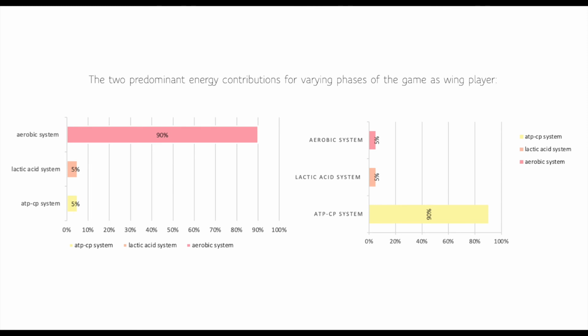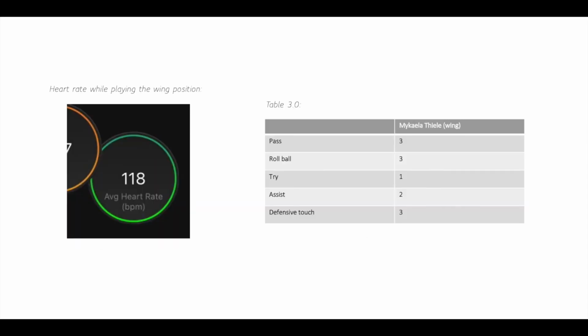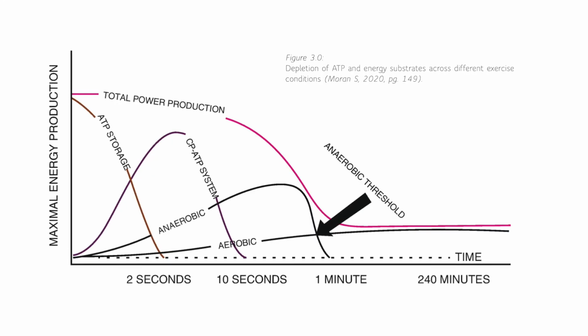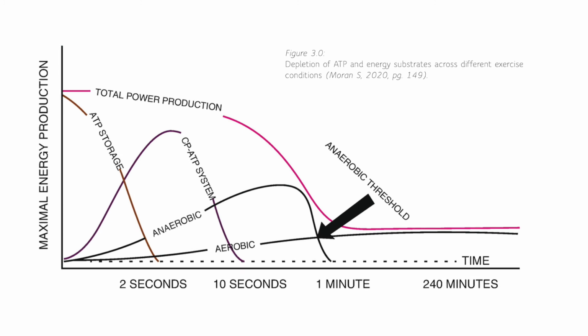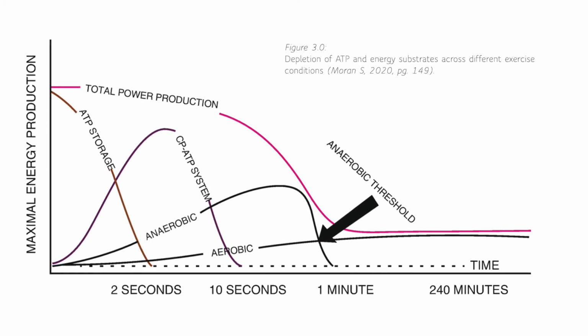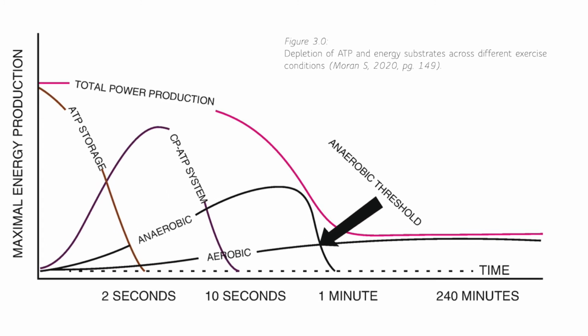When playing the wing position, the ATP-CP and aerobic system are the predominant energy systems utilised. My average heart rate was 118 beats per minute, concluding that the energy requirements for the middle are substantially higher in comparison to when I play the wing position, with the data profile explicitly showing that I achieved 3 passes and 3 roll balls. Comprehensively, the contrasting positions of the middle and wing involve and require different energy systems to be predominant at different stages of playing the game.